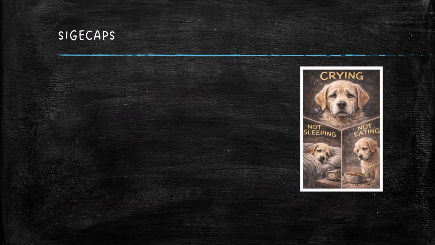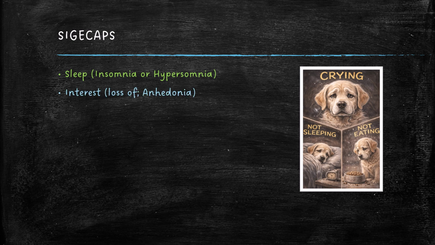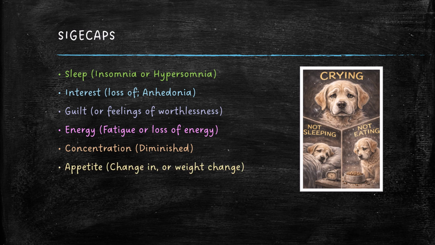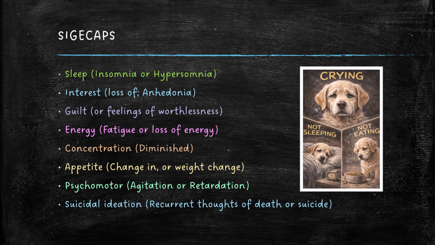So the SIGECAPS symptoms that are needed in addition to the depressed mood or loss of interest are either insomnia or hypersomnia, sleep, loss of interest if the first symptom was depression, guilt or feelings of worthlessness, loss of energy or feeling fatigued, loss of concentration, decreased appetite or weight change, psychomotor retardation, and suicidal ideation.